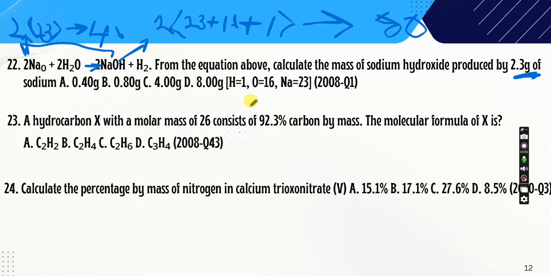So we can say 46 grams of sodium produce 80 grams of NaOH.